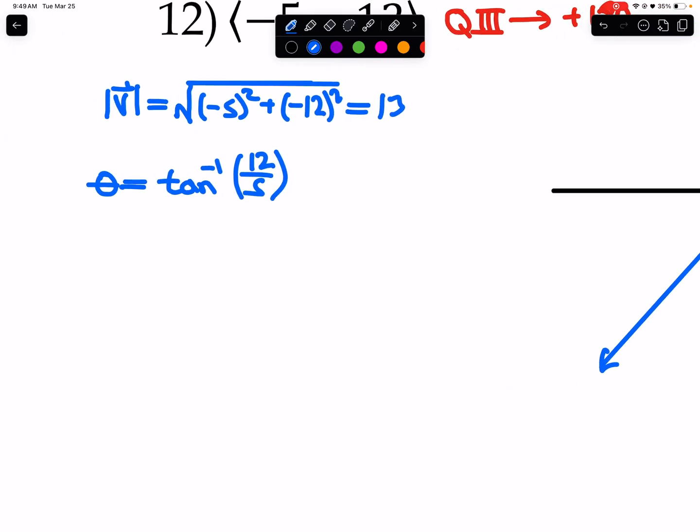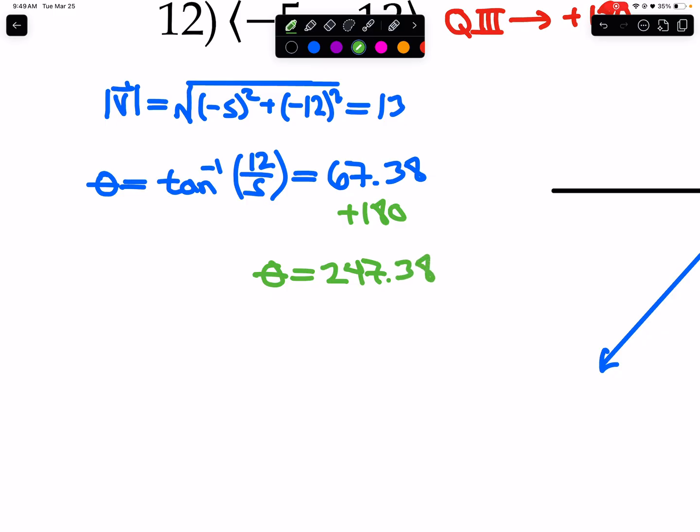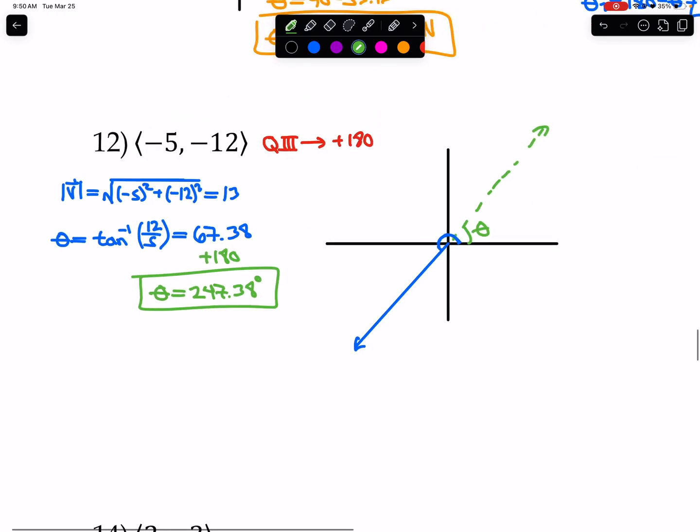So when I do my inverse tangent of 12 over 5, it's going to give me 67.38. And then I need to add 180 degrees to put it in quadrant 3, which means my angle is actually going to be 247.38 degrees. So in standard position, this is what our angle is.